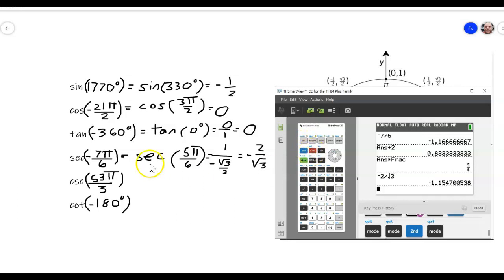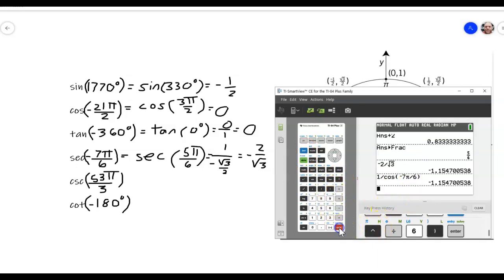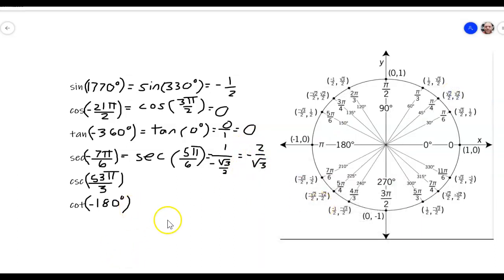So what we need to do is use the reciprocal property, the 1 over cosine. So I'm going to do 1 over cosine of negative 7 pi over 6. And it should give me that same decimal approximation to verify my correct answer, which it does. So these two things are equivalent, so I feel good about it.